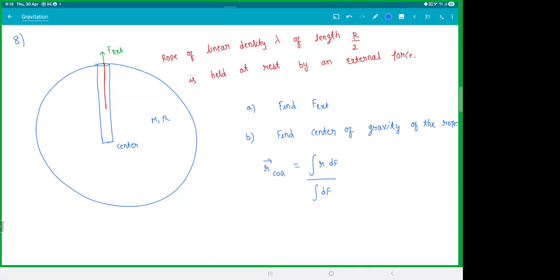Let's get this thing. Find F external and center of gravity. Advai, please give it a try.